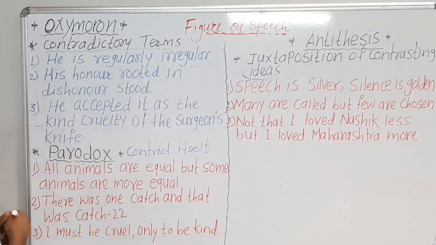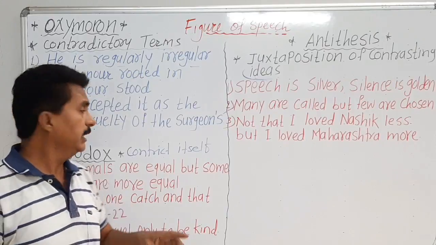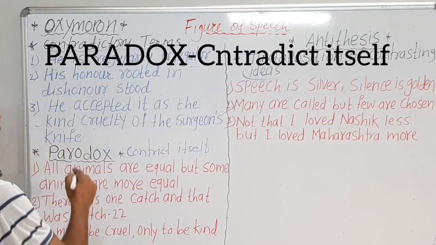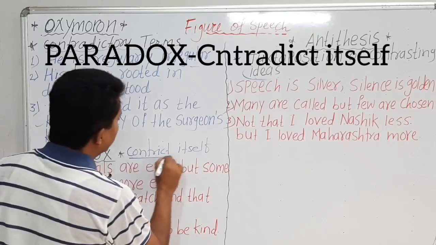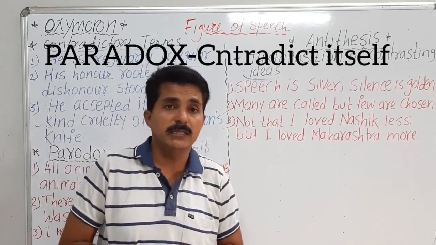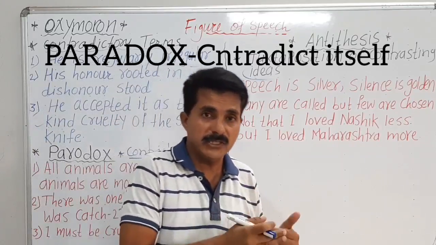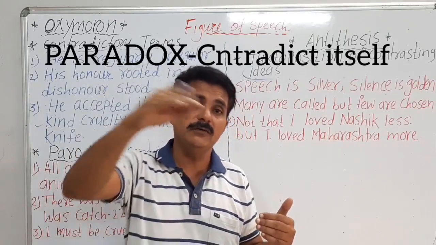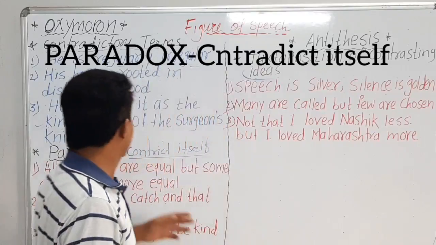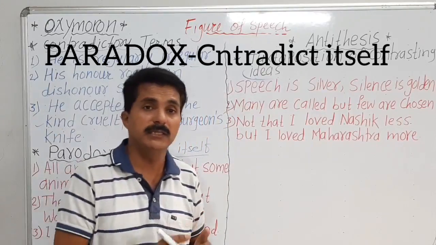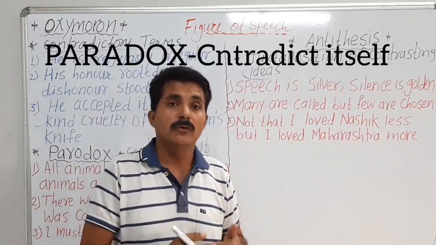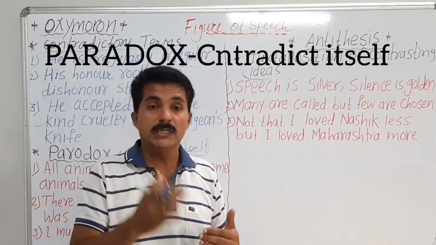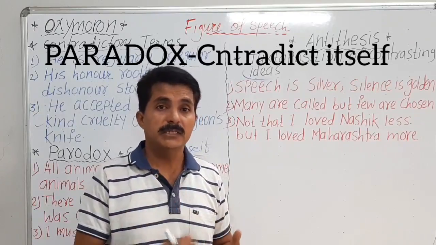Now let us see the example of paradox. And let us see the difference between paradox and oxymoron first. What is paradox? Contradict itself. It means that there are two statements. If somebody makes a first statement and by making a second statement he contradicts the first statement, that figure of speech is called paradox. What does it mean? Tomorrow we all will go to school, first statement, and second statement, but some will remain at home.